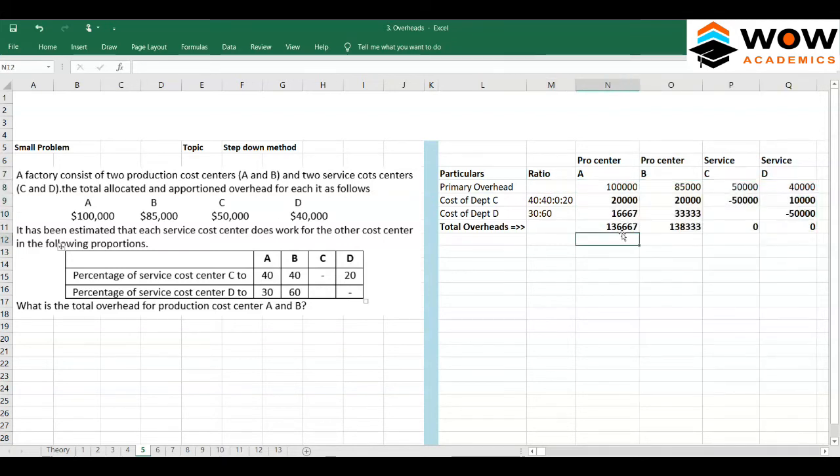Why it is called a step down is, earlier it was 4 departments, then it has become 3 departments, then it has become 2 departments. That's why it's called the step down method. We'll do one more sum so that you will understand it much better.